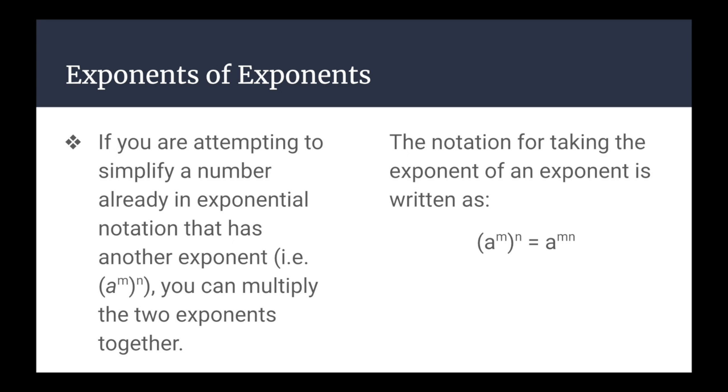Exponents of exponents. If you are attempting to simplify a number already in exponential notation that has another exponent, for example, a to the power of m to the power of n, you can multiply the two exponents together. So the notation for taking the exponent of an exponent is written as a to the power of m to the power of n is equal to a to the power of m times n.